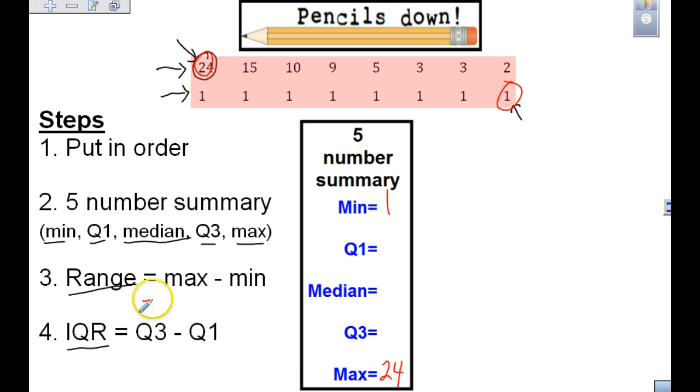Range. 24 minus 1 is 3. Like we said so far, it's not difficult. It's just you got to know what everything is, definition-wise, right? So we can do this.